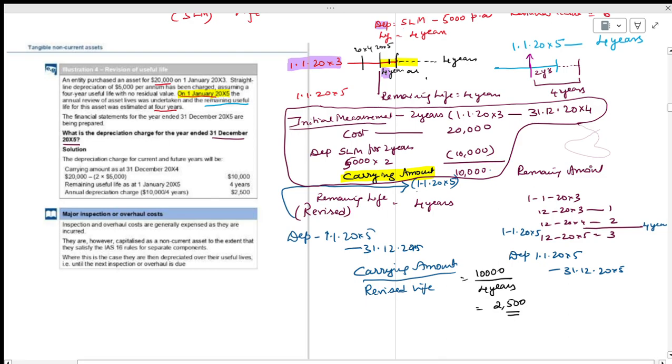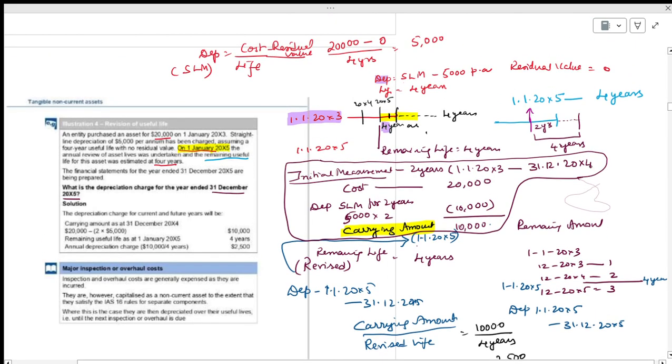Doctor, why do we put 1st of January 2003 till 31st December 2004, and in the question they said for 4 years, no? Yes, exactly, 4 years. Now, why we say this, see the thing. This is the first sentence: an entity purchased an asset for 20,000 in 2003.